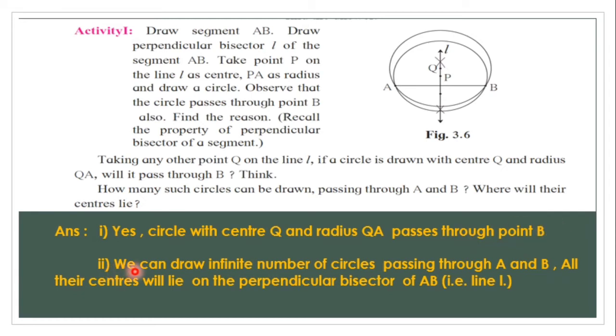Now the second is that we can draw an infinite number of circles passing through A and B. Okay, all their centers will lie on the perpendicular bisector of AB, that is line L. So I hope you understand this activity.